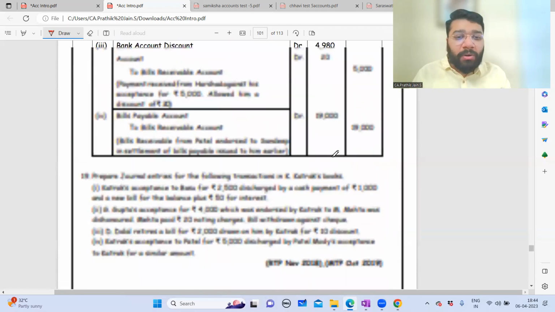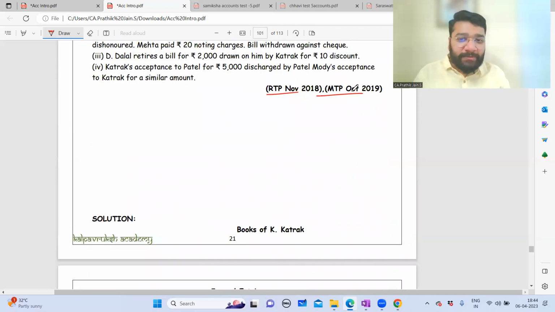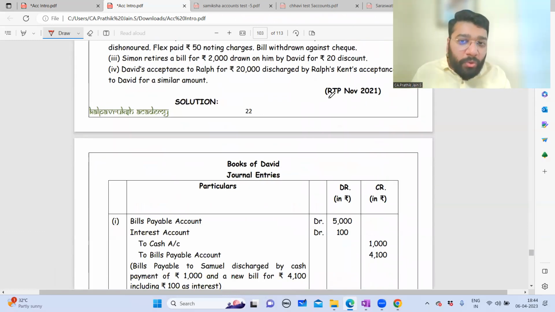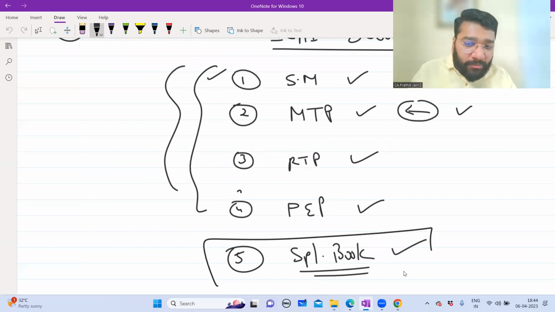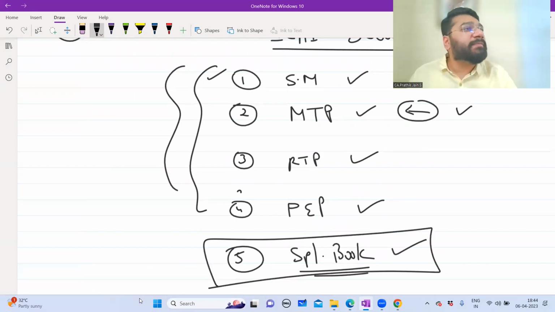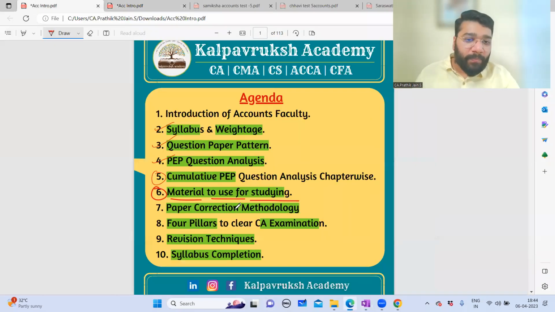So we have combined all the RTP, MTP and PEP questions. So you don't have to visit multiple books. This one book is good enough for you to clear. In my class, I'll be using only this scanner book while teaching. So this will take care of all your 4 documents. In addition to that, we'll be doing a new book, a special book, which is going to make your basics very, very strong. Now, this was with regard to the materials that you use for studying for your CA Foundation accounts.